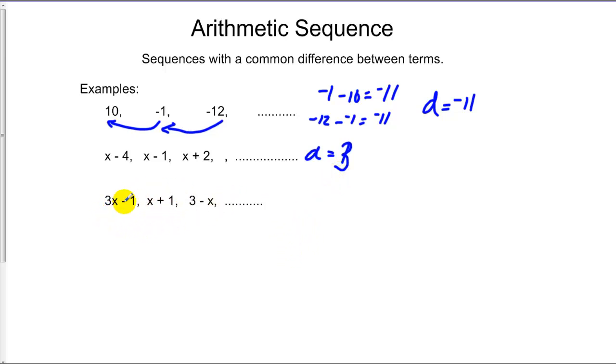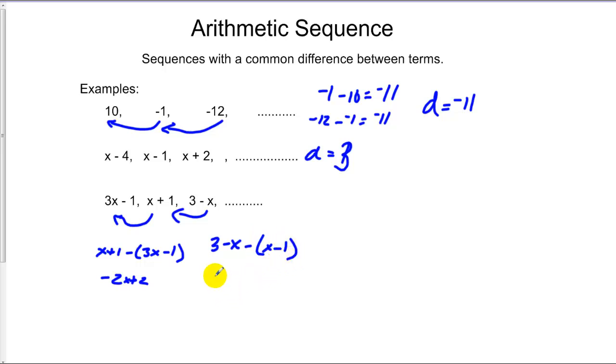In this next example, this is more of an expression. I would take a term and the term before it. So I take x plus 1, subtract off 3x minus 1, which gives me a total of -2x plus 2. And then again, if I take the third term and subtract the term before it, 3 minus x subtracted by x minus 1, you'll notice again I get -2x plus 2. So the difference here is -2x plus 2.